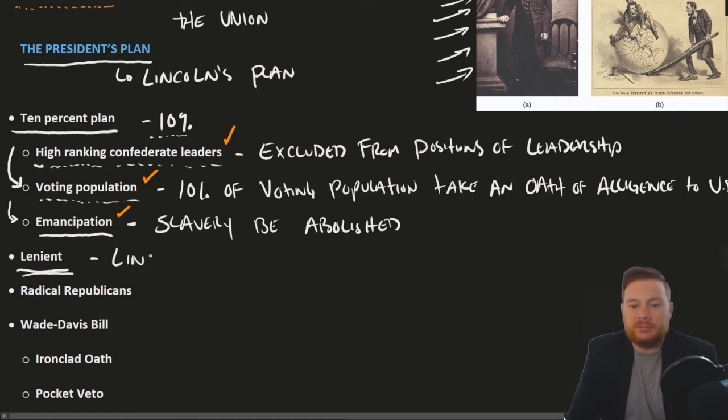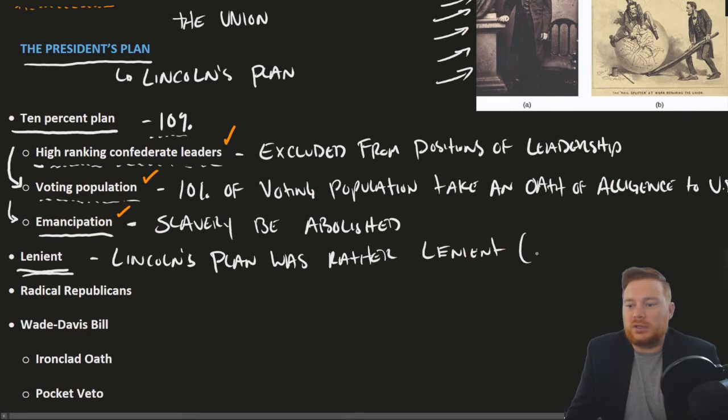So Lincoln's plan was rather lenient, right? Not harsh. And Lincoln was really focused on readmitting those southern states as quickly and painlessly as possible. He really wanted to see the country come together in a way that wasn't prolonged, for example.